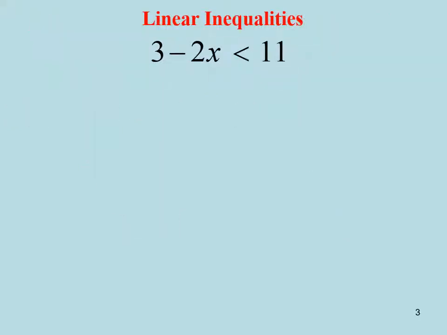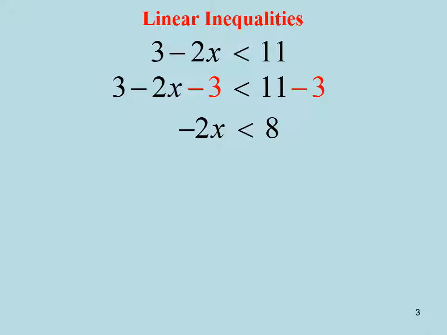There is one new rule that comes into play when we're solving linear inequalities, some of the time anyway. On this one, if we subtract 3 from both sides and divide both sides by -2, because we divide by a negative number, we have to reverse the direction of the inequality.